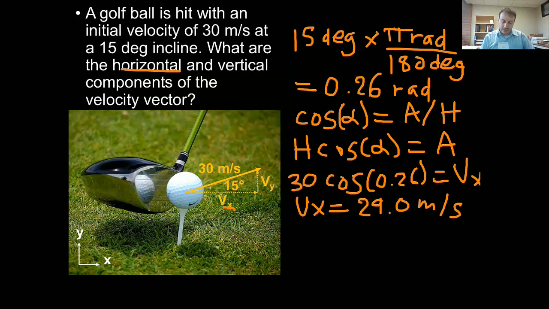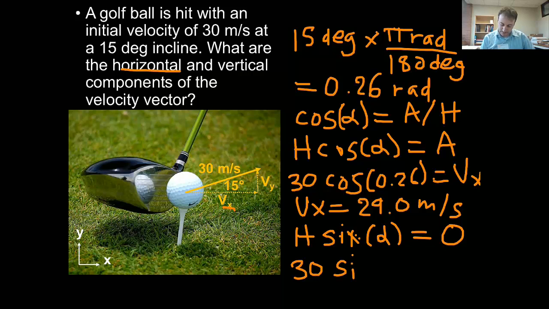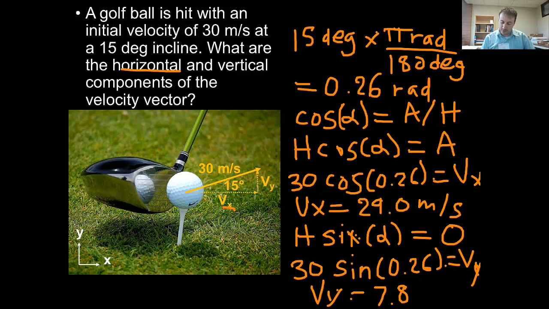Similarly, we can show that the hypotenuse multiplied by the sine of alpha is equal to the opposite side using those trigonometry functions on the previous slides. Or in this case, 30 sine 0.26 is equal to Vy, or in this case Vy is equal to 7.8 meters per second.